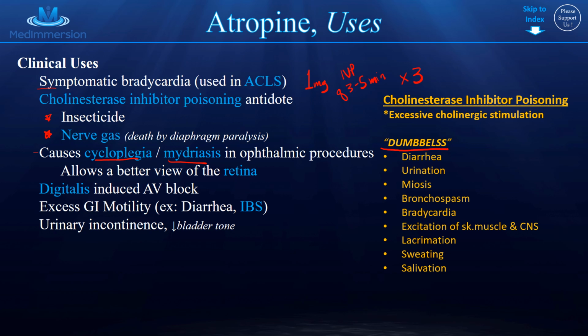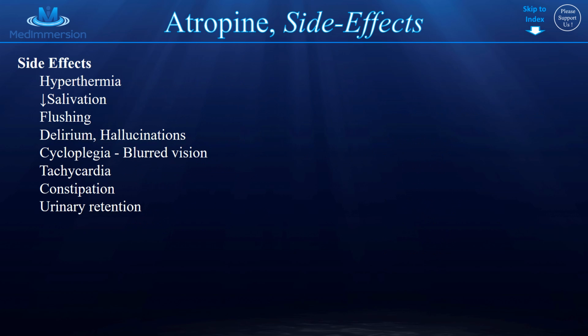Also, drug-induced AV block is a potential use of atropine. And then any situation where you need to decrease the motility of the GI tract, or if you need to decrease the urge to urinate. Now, we're not changing the amount of urine production, but if someone has a leaky bladder or they're incontinent, you could use atropine. Again, there are other drugs that work more specifically or that are better than atropine, but you could use it. Now into the side effects for atropine.